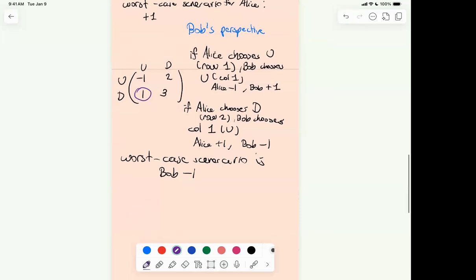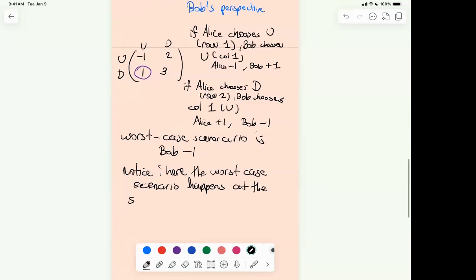So notice here, the worst case scenario, and the same entry for both Bob and Alice.